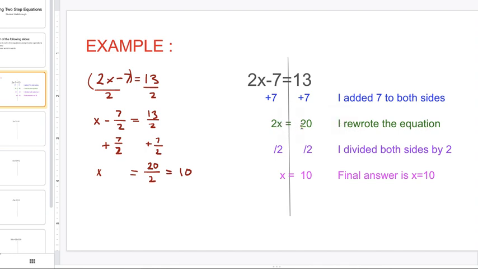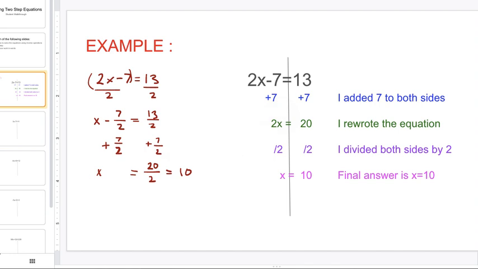Now we're left with 2x equals 20. So every time we're rewriting the equation. Then we divided both sides by 2, and our final answer is x equals 10. So essentially, we're rewriting the equation again. Every step, we're rewriting the equation. There's a few different ways of showing this.